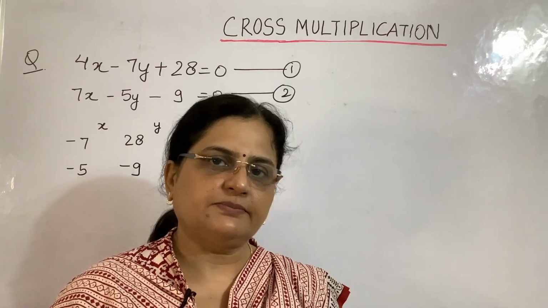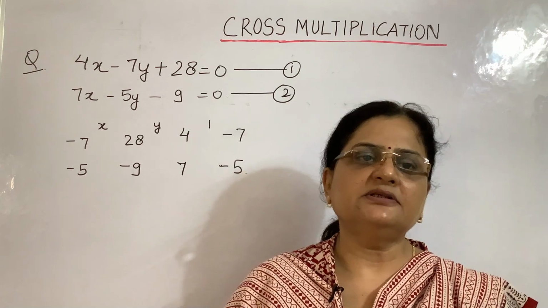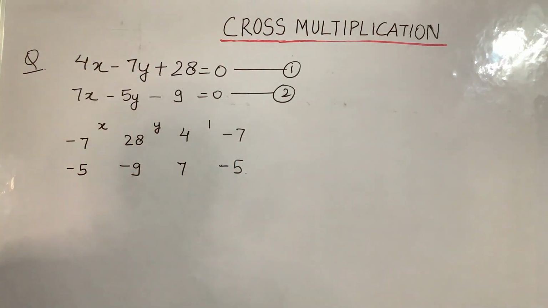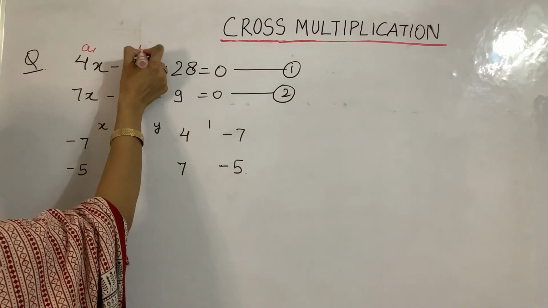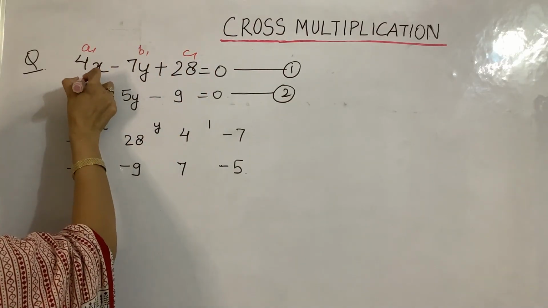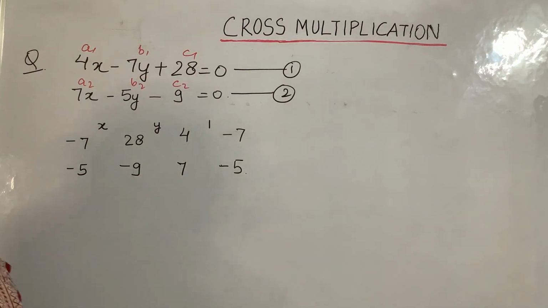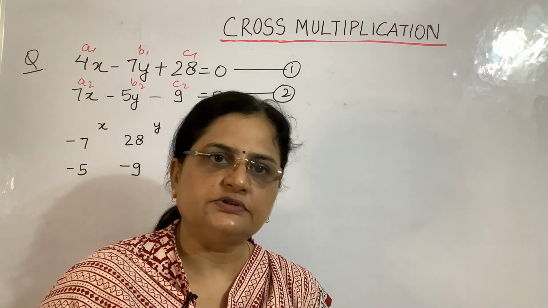Although the method of cross multiplication is not now there in the CBSE syllabus, but ICSE does have it. So let us try solving this by cross multiplication. So the first thing is, this will be A1, this is B1, this is C1, this is A2, this is B2 and this is C2. And you have already noticed that the right hand sides both are equal to 0.